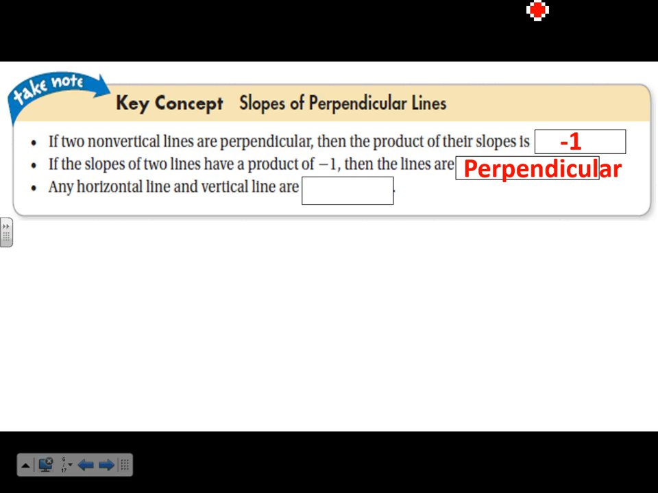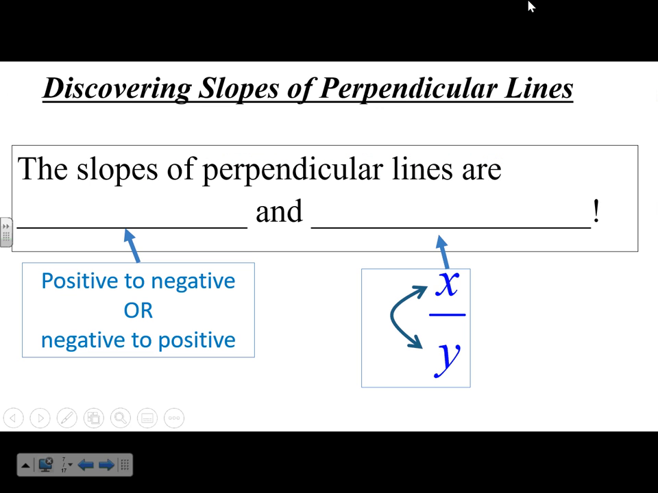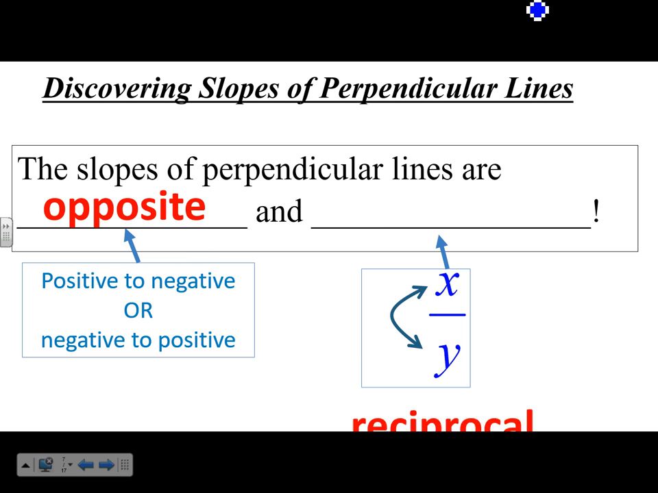So the same thing that we talked about before. Perpendicular lines have the product of their slopes is -1. If the product of their slopes is -1, then they are perpendicular. So it's biconditional. Any horizontal line and vertical line are perpendicular. So a horizontal line is perpendicular to any vertical line. So rather than saying that their product is -1, what you guys probably remember from Algebra 1 is that slopes of perpendicular lines are opposite reciprocals.